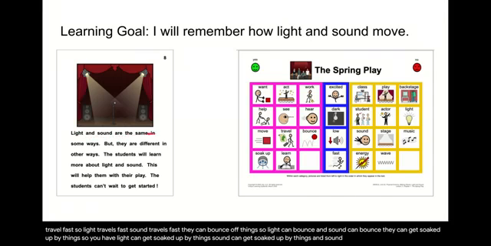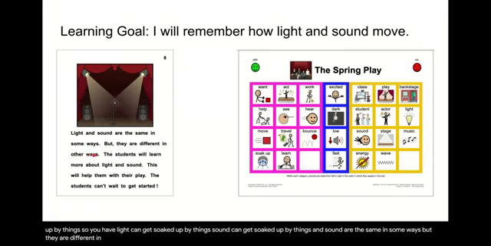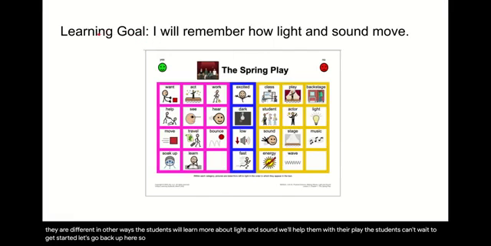Light and sound are the same in some ways, but they are different in other ways. The students will learn more about light and sound. This will help them with their play. The students can't wait to get started. Let's go back up. So again, our learning goal was: I will remember how light and sound move.